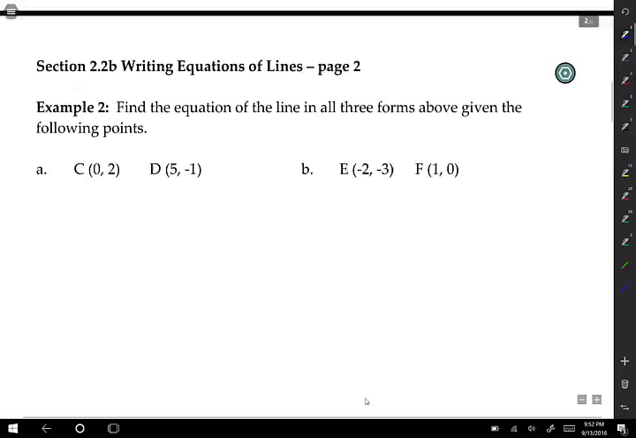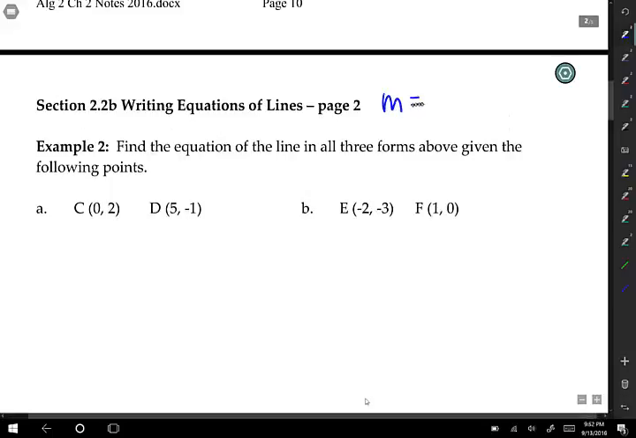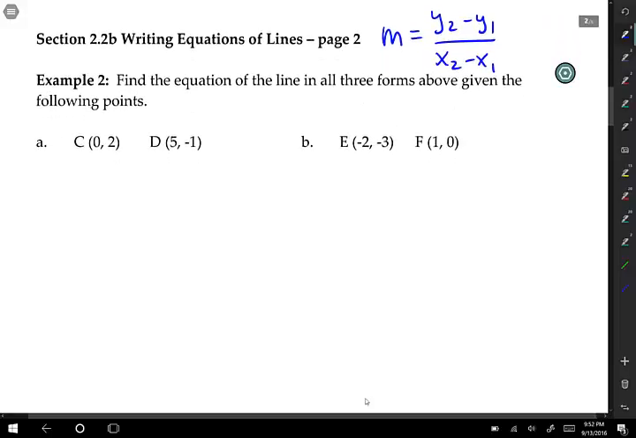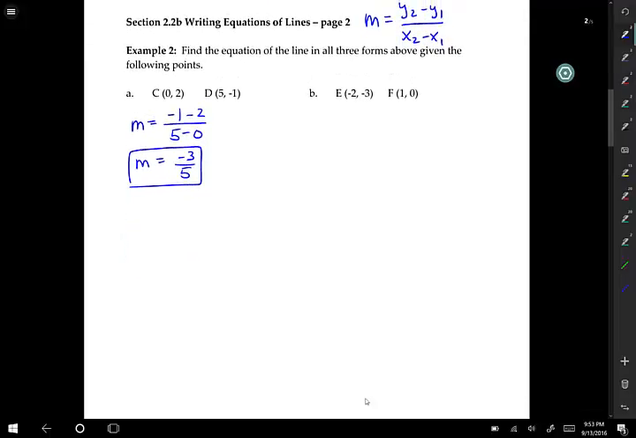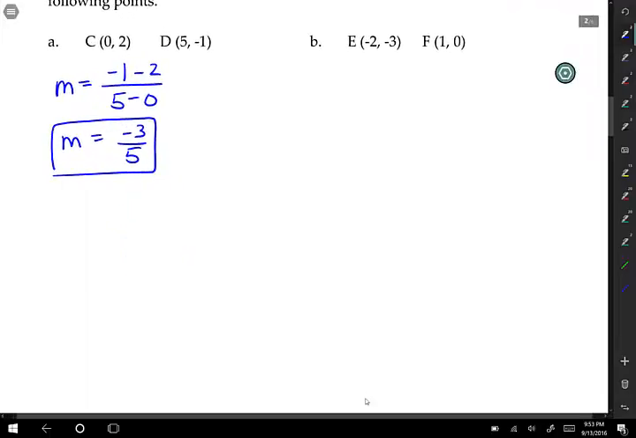Reviewing from yesterday, we're going to need to use the major equation for slope of y2 minus y1 over x2 minus x1. Let's take a look then and see where we're going from. Our point-slope form, I'm going to choose to start here and first find my slope of negative 1 minus 2 over 5 minus 0. That gives me a slope of negative 3 over 5. This is going to be key as we look at how we're going to work through this problem with a negative 3/5 slope.